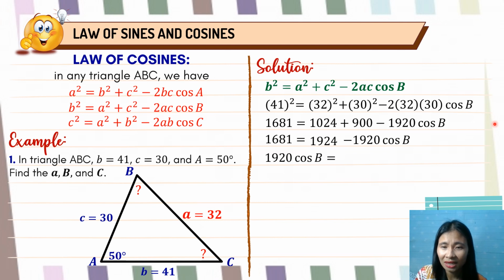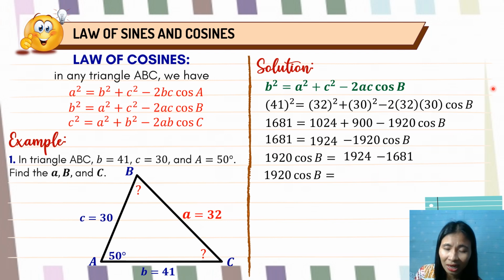Next is, I try to transpose negative 1,920 cosine B to the other side. That makes it positive 1,920 cosine B. And that is equal to 1,924 remain. Then transpose 1,681. So that is minus 1,681. Which means 1,920 cosine B is equal to the difference between 1,924 and 1,681, which is equal to 243.